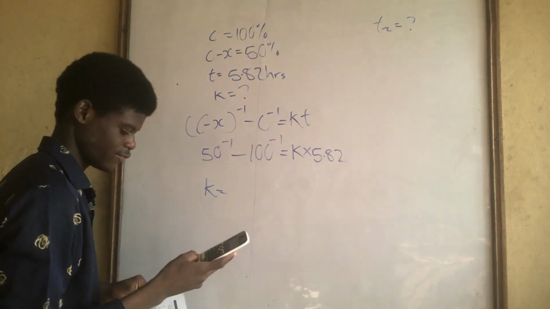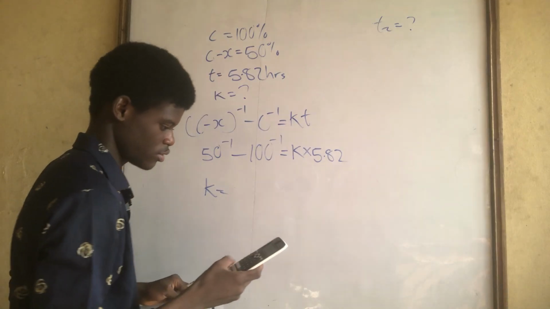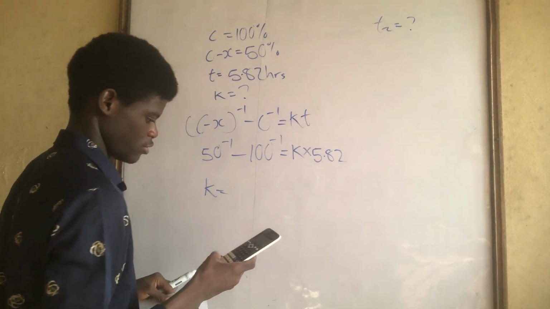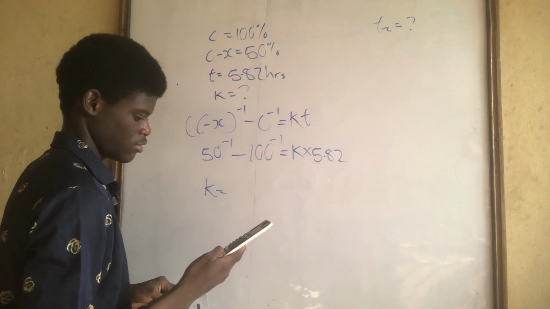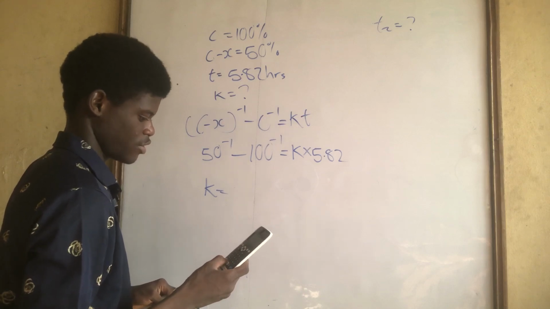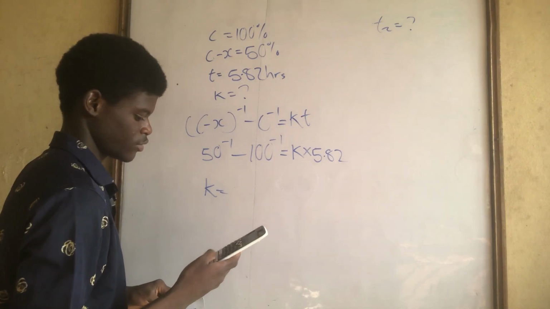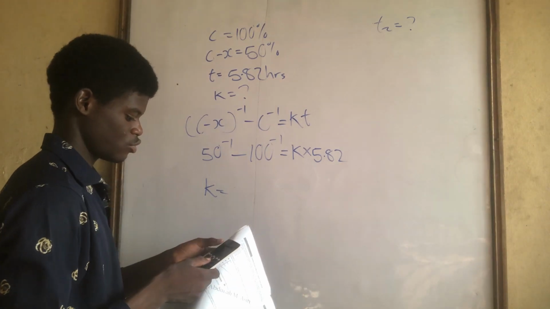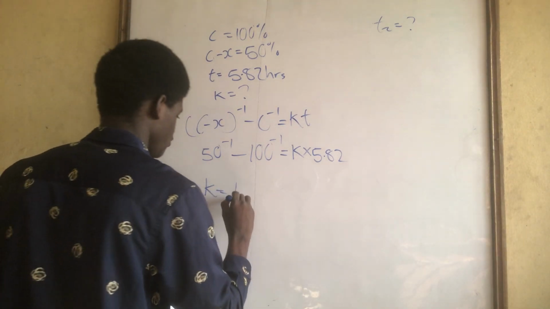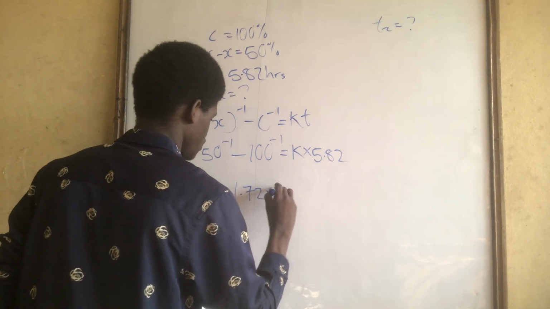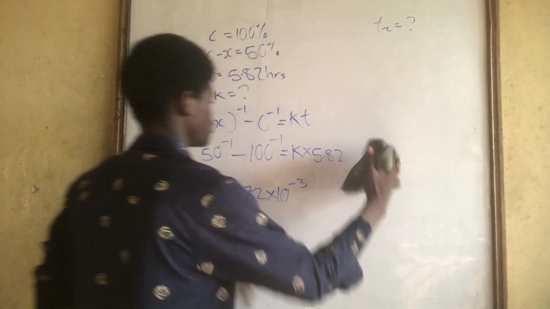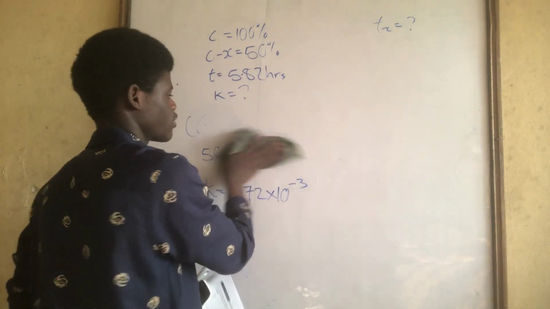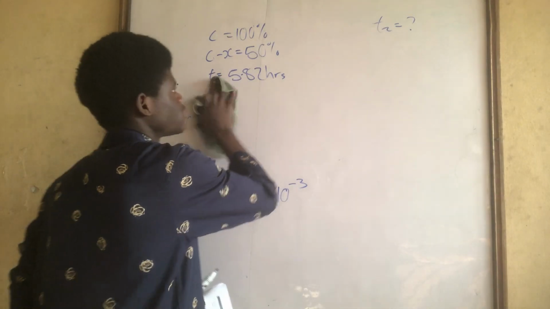So k will be, let me use my calculator, 50 raised to power minus 1 minus 100 raised to power minus 1, divided by 5.82. And that will give 1.72 times 10 raised to power minus 3. So let's use this value of the rate constant to look for the time for the second scenario.